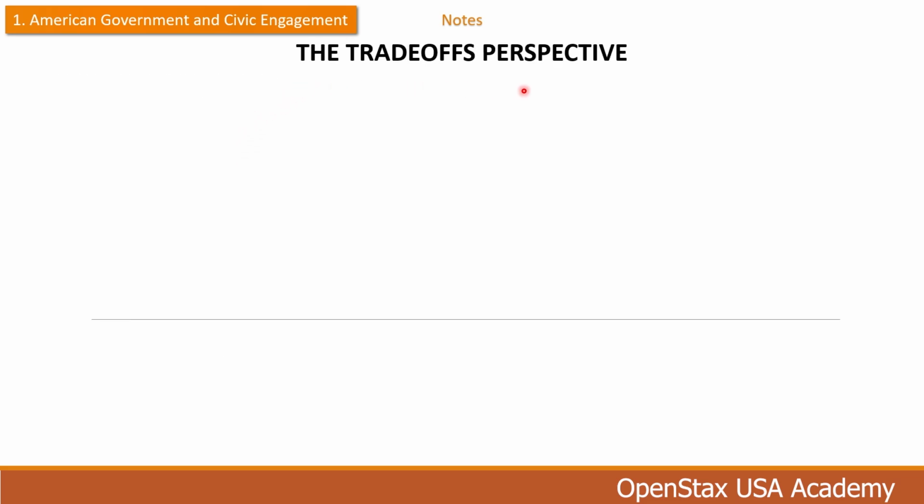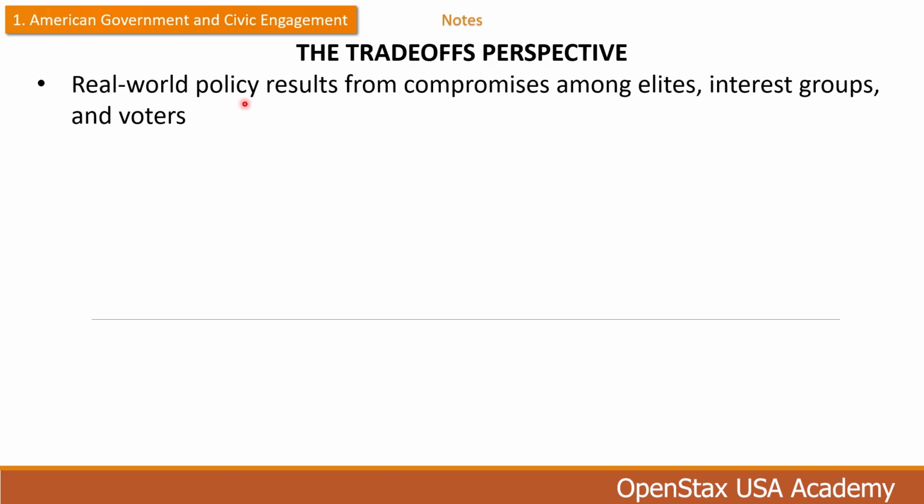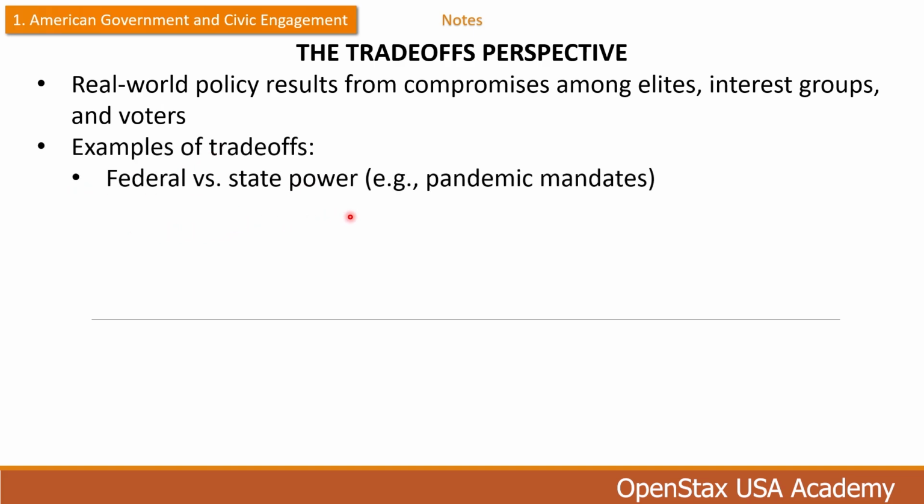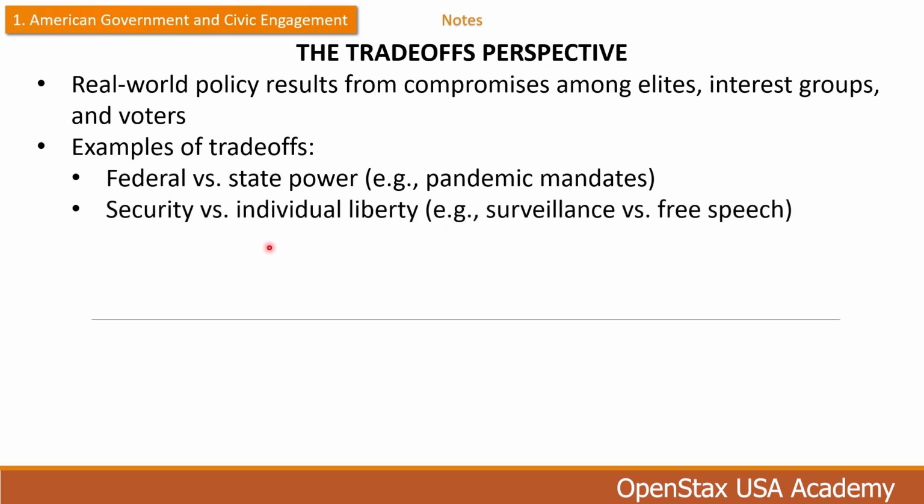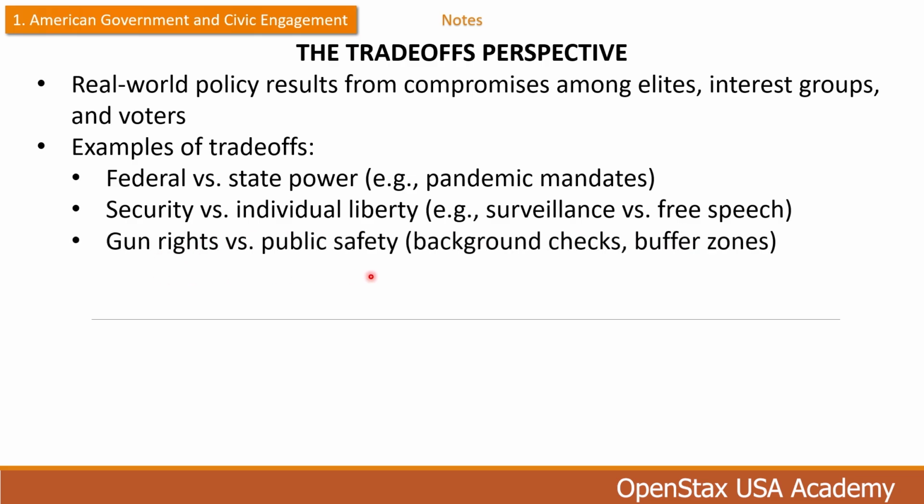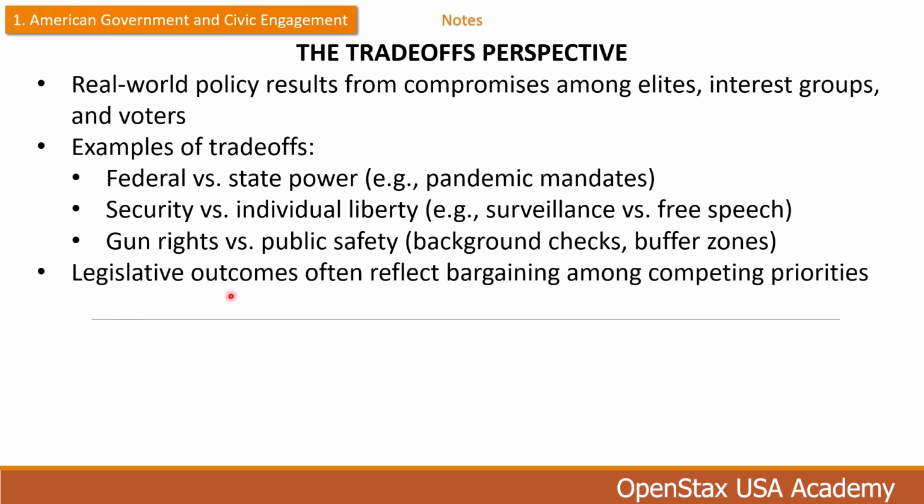Next, the trade-offs perspective: real-world policy results from compromises among elites, interest groups, and voters. Examples of trade-offs: federal versus state power, example pandemic mandates; security versus individual liberty, example surveillance versus free speech; gun rights versus public safety, background checks, buffer zones. Legislative outcomes often reflect bargaining among competing priorities.